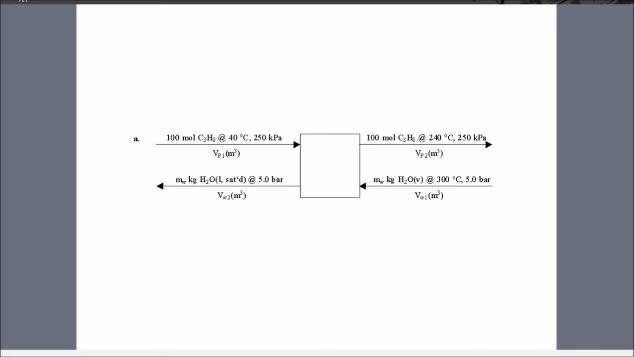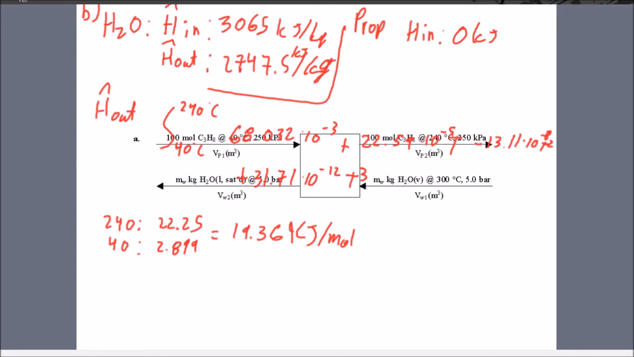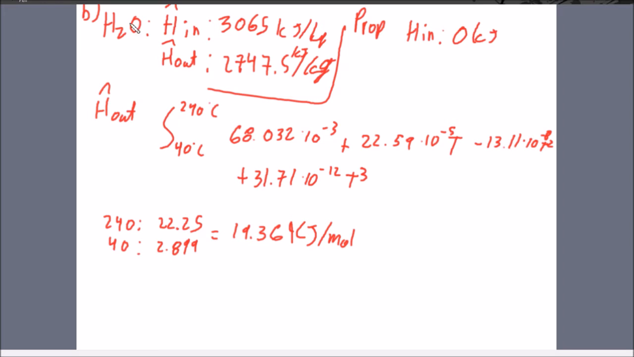Okay, so when you've gotten all your information written down, this is what it should look like. For the water, it's the most simple. All it says is that with those reference temperatures and pressures, the water should be coming in with an enthalpy of 3065 kilojoules per kilogram. And for the water as saturated liquid, but we didn't have a temperature for that, it should give you 2747.5 kilojoules per kilogram.